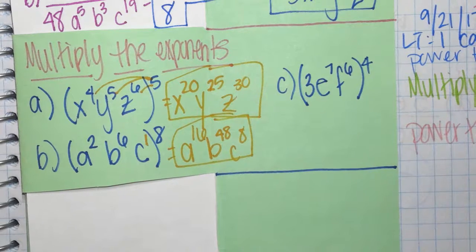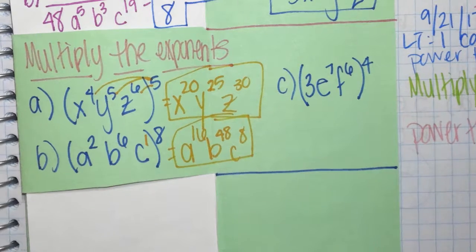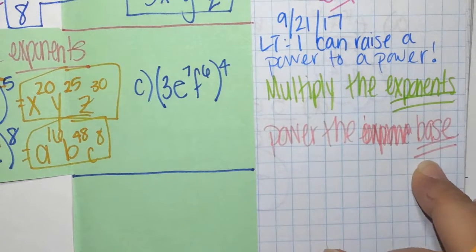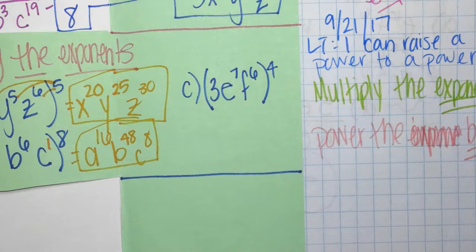All right. Here we go. Now, that says 3 times e to the 7th, f to the 6th, all to the 4th power. Now, is 3 a base or is 3 an exponent? It's a base. And what did we say we do to the base? We power the base. So that means that we're going to do 3 to the 4th power.